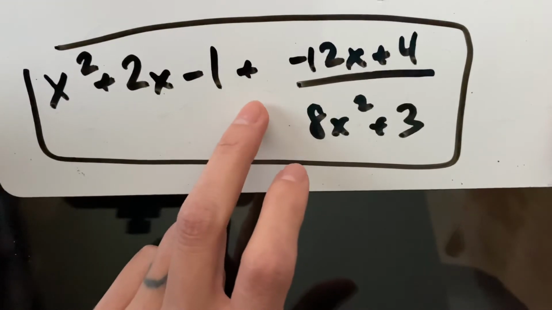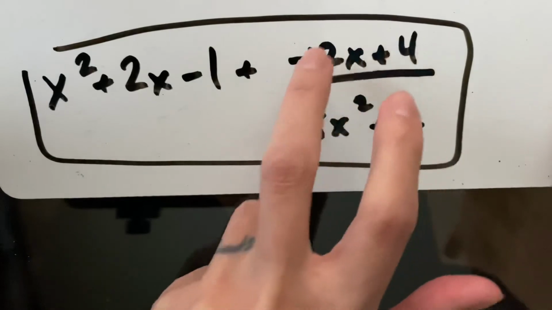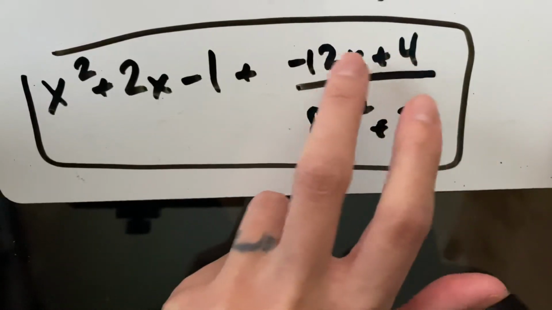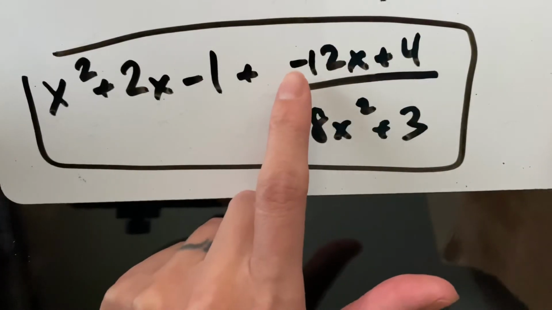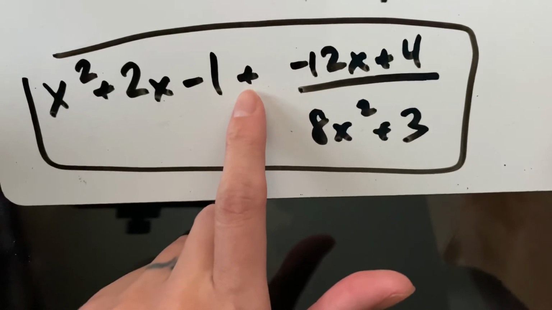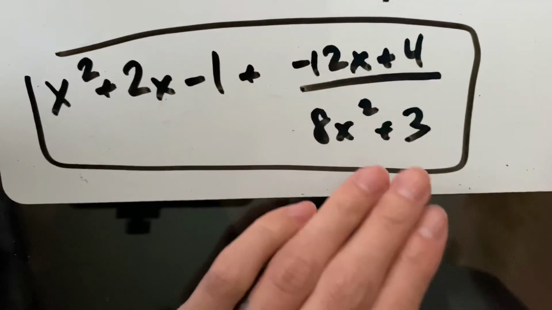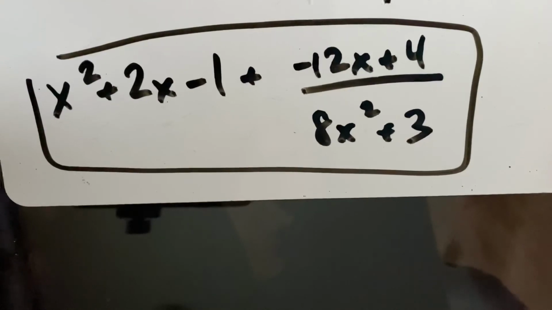All right. So notice this whole polynomial here, since there are two terms in that, we're just going to keep the negative in front and not change this. So we're going to leave that as is and divide it by 8x squared plus 3.